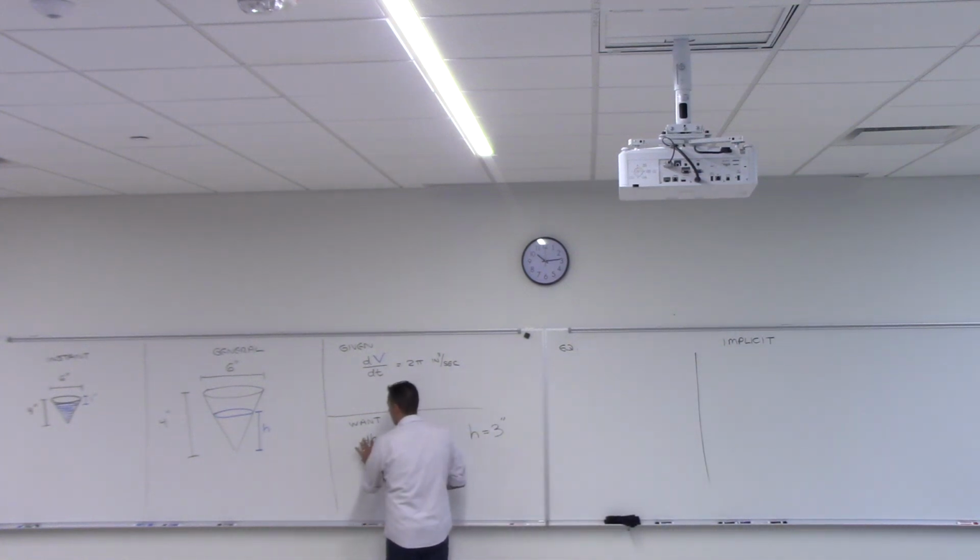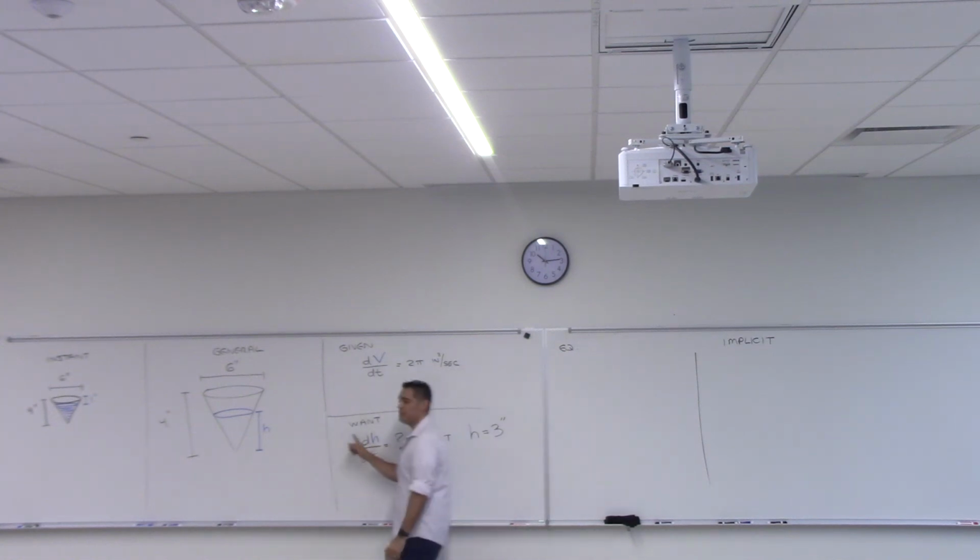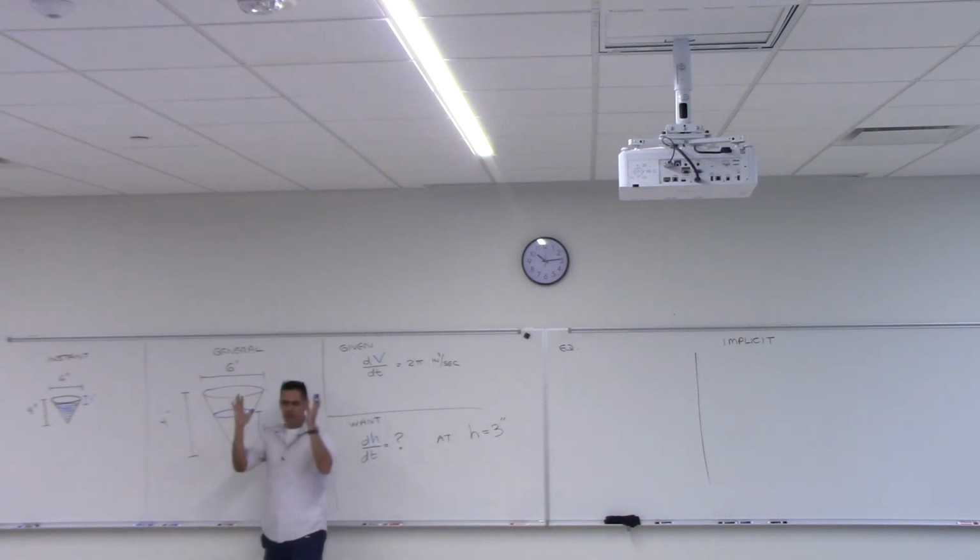I'm going to change my h to a blue h because we're talking about the height of the water, right? We're not talking about the height of the cone. The cone is just the vessel the water is in, right? The height of the water is different than the height of the cone. The volume of the water is different than the volume of the cone, right?